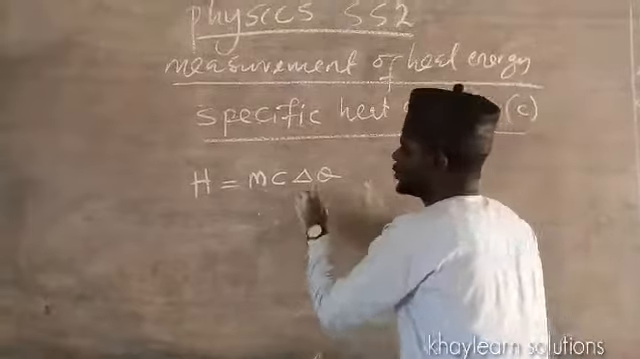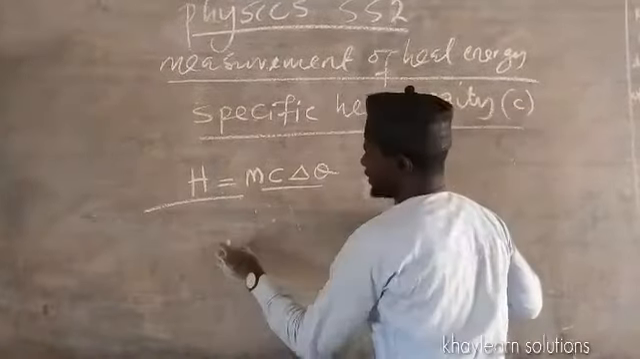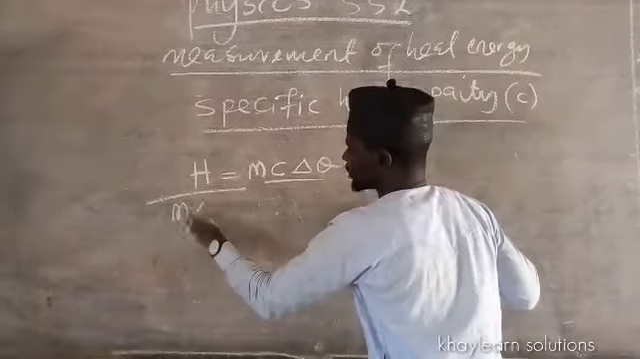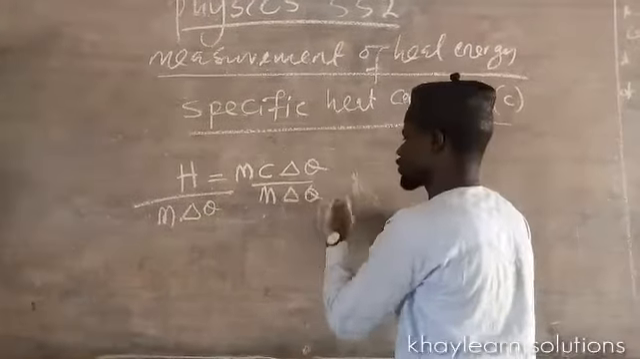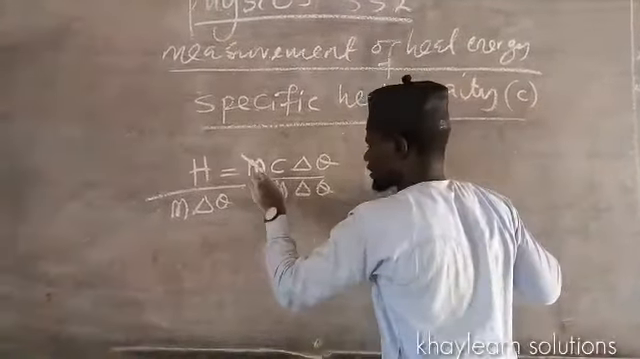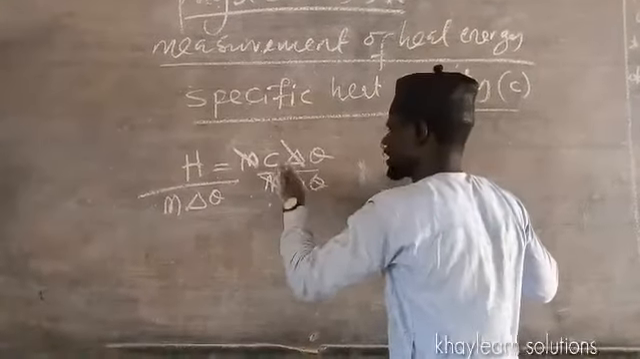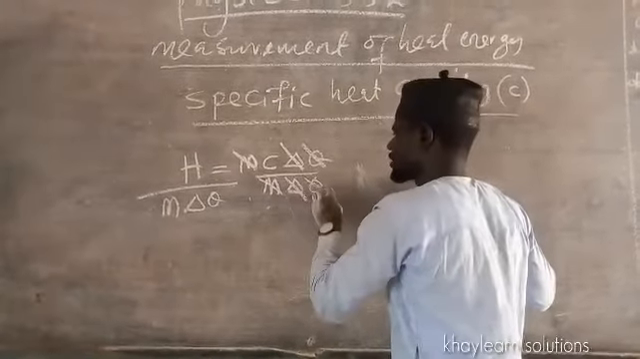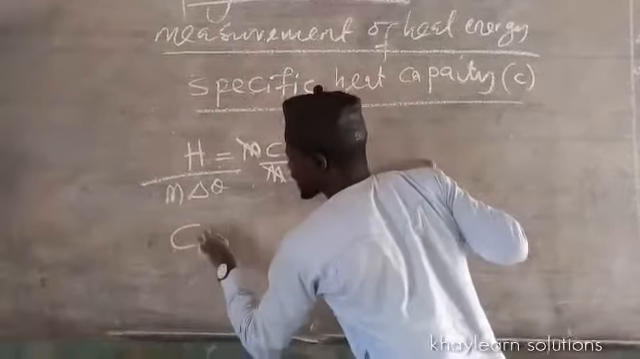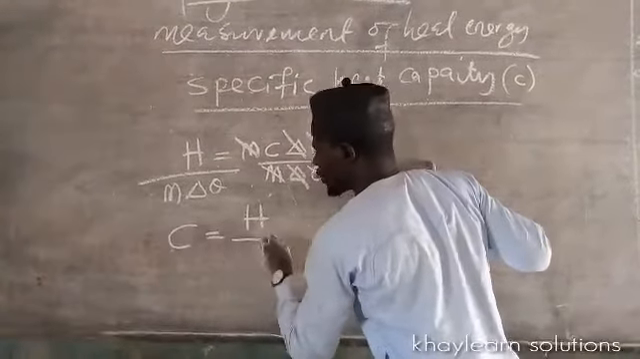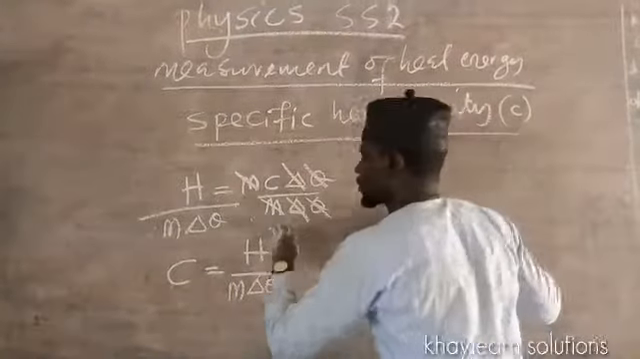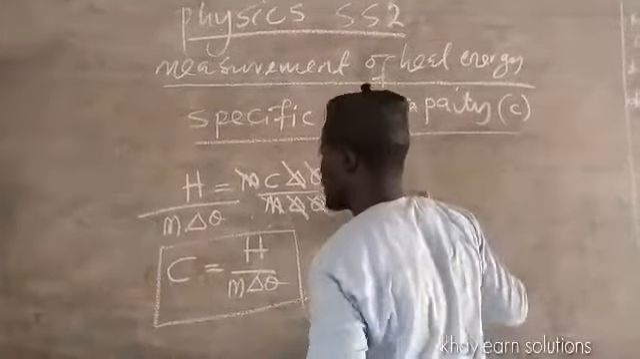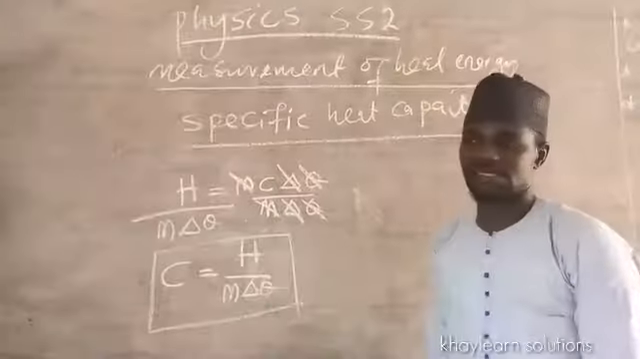So automatically, when we divide both sides by m delta theta, this m cancels this m, delta cancels delta, theta goes with theta. You are now left with C equals H all over m delta theta. So this is the formula for specific heat capacity.